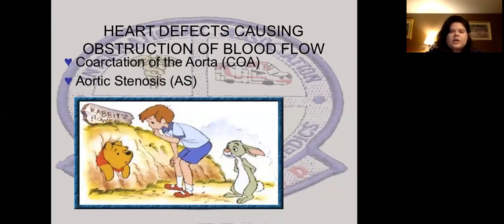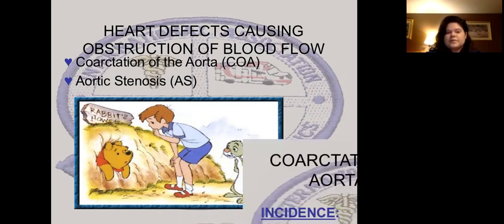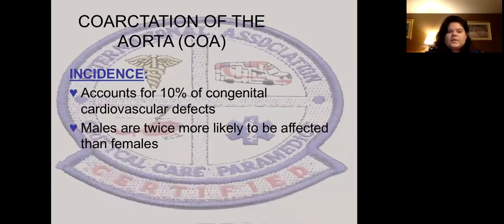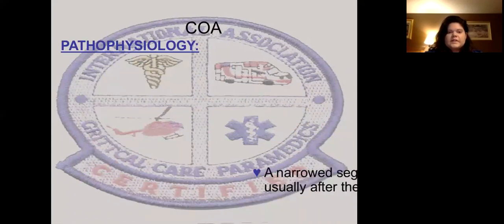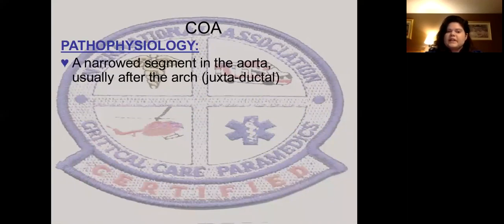So now let's talk about heart defects causing obstruction of blood flow. That would be your coarctation of the aorta or aortic stenosis. Your COA, I'm just going to shorten that, it's going to account for about 10% of congenital cardiovascular defects. Males are twice as likely to be affected as females. So males have more of the blockage, whereas females have more of the shunt formation issues. In the pathophysiology, they're going to have a narrow segment in the aorta, and it's usually after the arch.